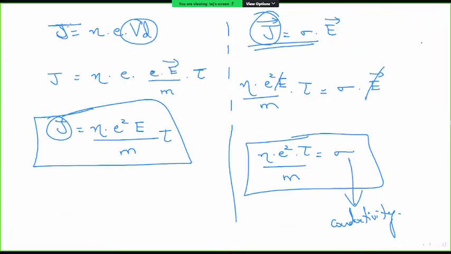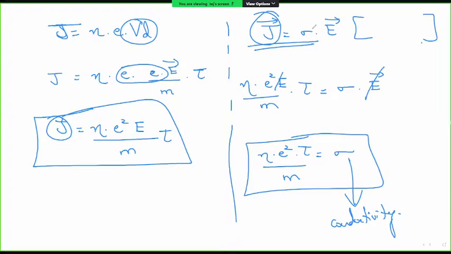I equals N e A VD, and you also got J right. You copy J again, but now instead of VD, you apply the previous concept, whatever I told you, e E by m into tau. You multiply e times e and you get e square, and you get some answer. But we did not stop at one thing with J. We spoke about two things yesterday. J was also equal to sigma E. Yesterday's class we spoke about the relationship between J and E. That derivation I'm talking about here. This was my answer.